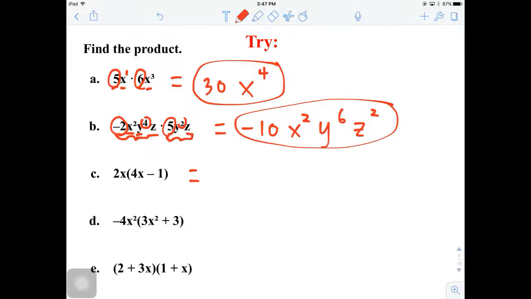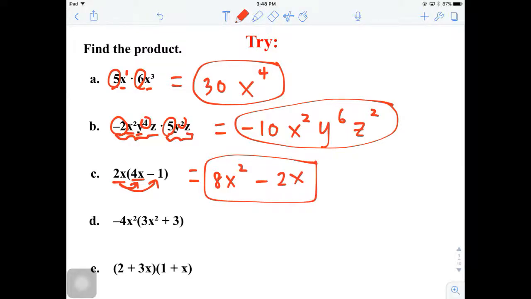Next, we have a monomial times a binomial. And when we have that, we're going to actually need to distribute that monomial through both terms in the binomial. So that's 2x times 4x, which gives us 8x squared. And then we're going to distribute the monomial to the second term, which is 2x times negative 1. That gives us a negative 2x. And so that is the end of that problem.